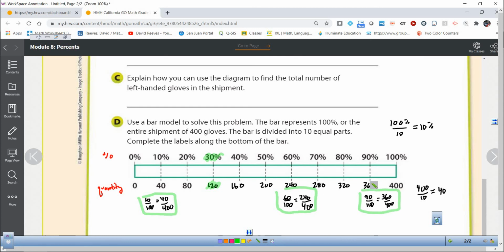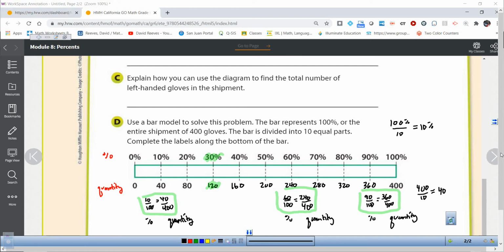So these are those proportions that we're going to be writing. What's going to happen is we're going to know 3 of the 4 parts, and we're going to have to find that missing part. Again, this is percent. This is quantity. This is percent. This is quantity.